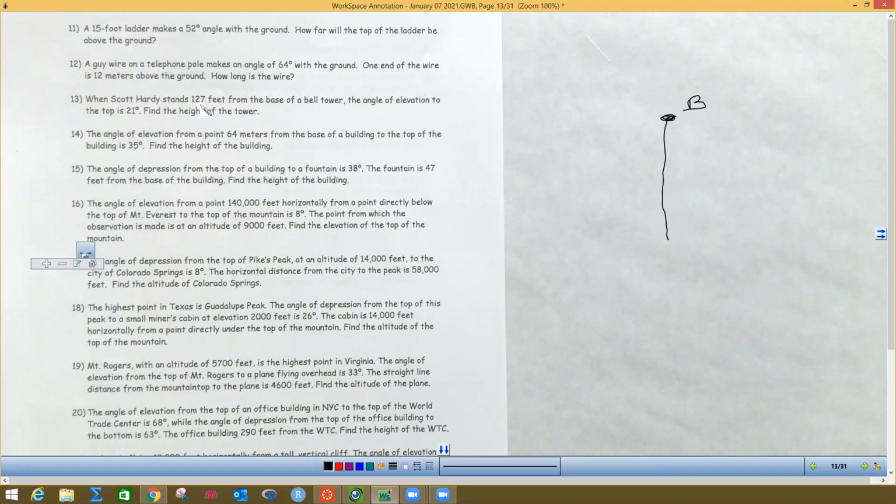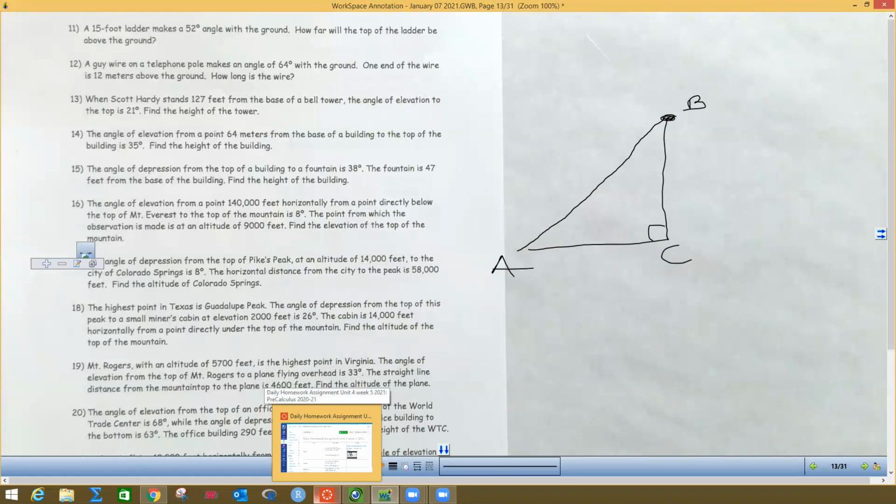All right, so Scott Hardy stands 127 feet from the base. Let's make our right triangle. Which segment is 127 feet? Where's Scott Hardy? 127 feet from the base of the tower. The horizontal, 127 feet. Scott Hardy's what letter? A. The base of the tower is C, so that's 127 feet.